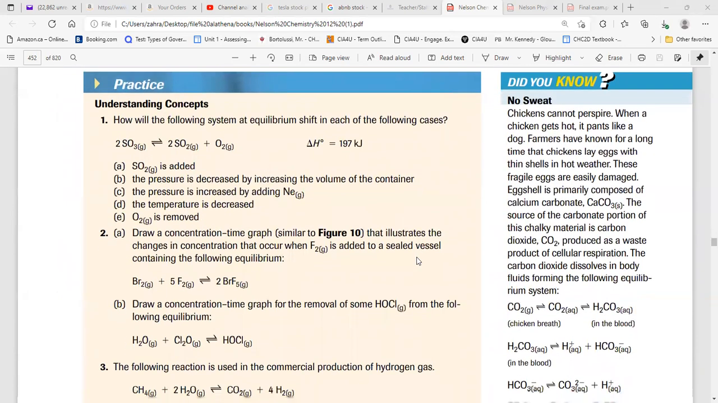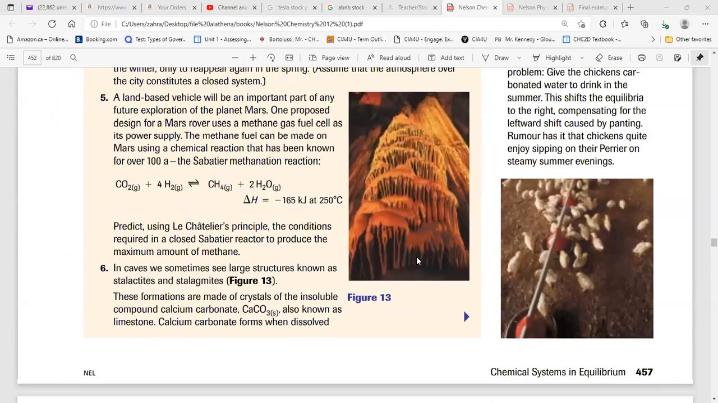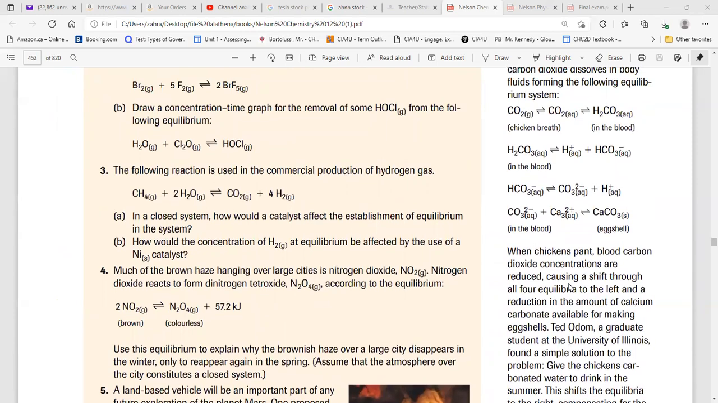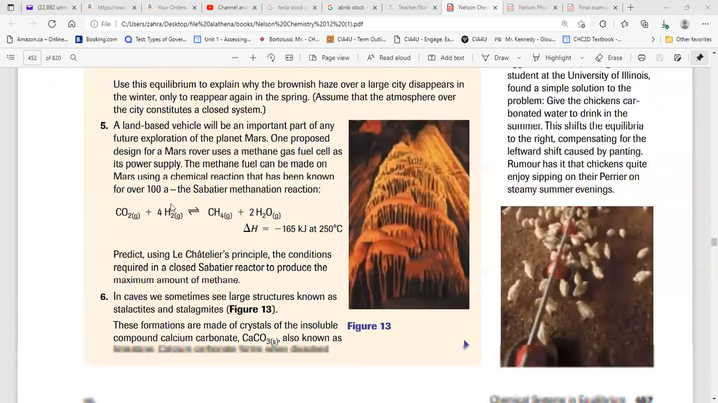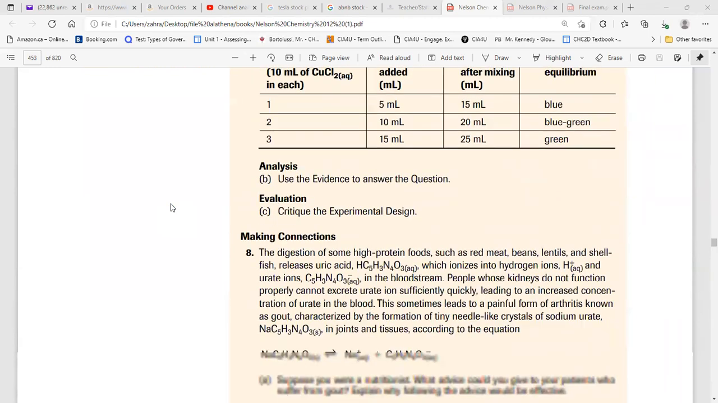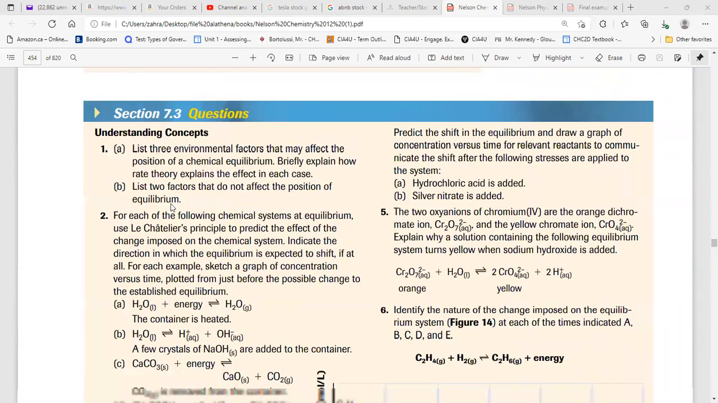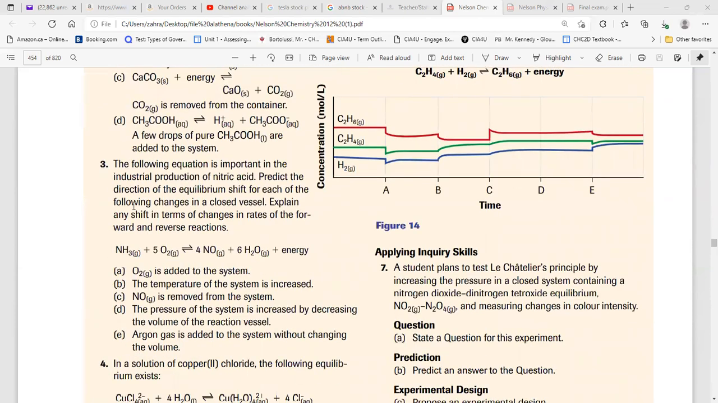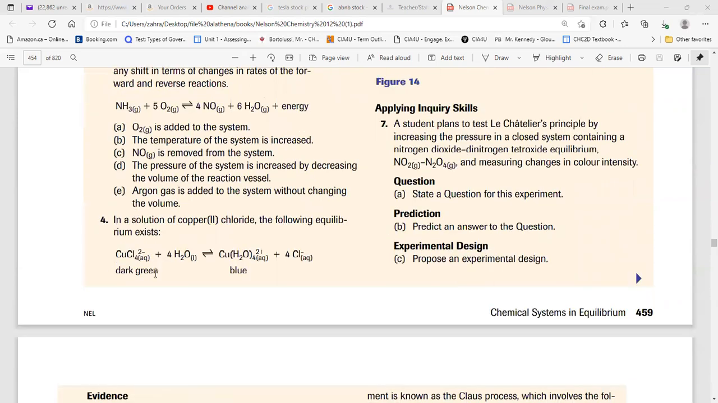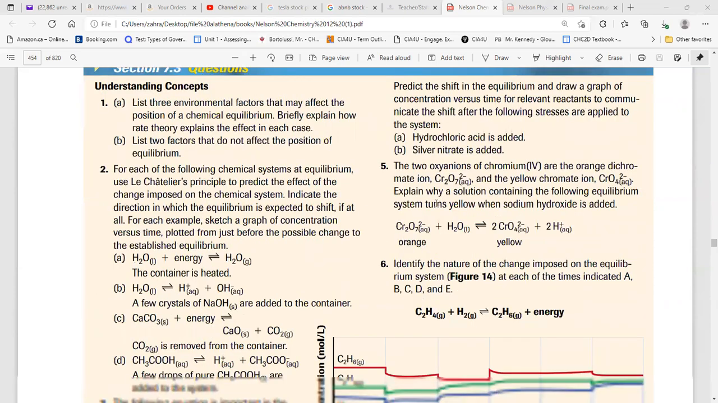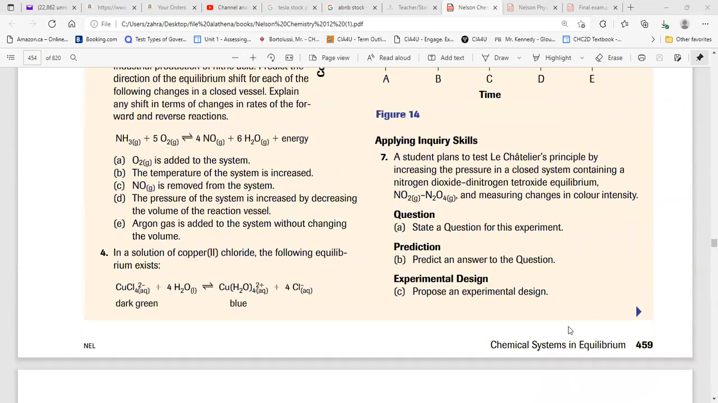Okay, so to do some questions, this is page 457. Question number 3, you can try. Also, you can do question number 2, question number 3, question number 6. This is page 459.